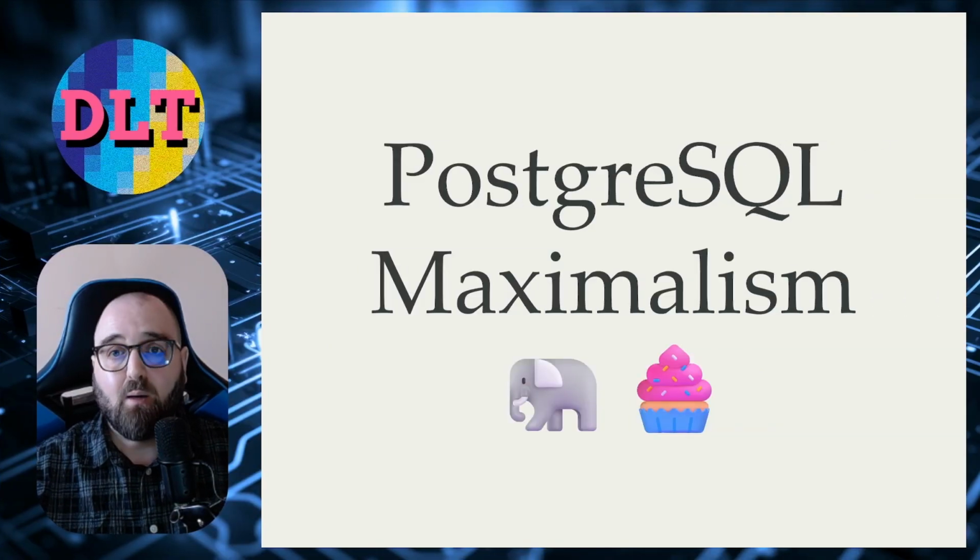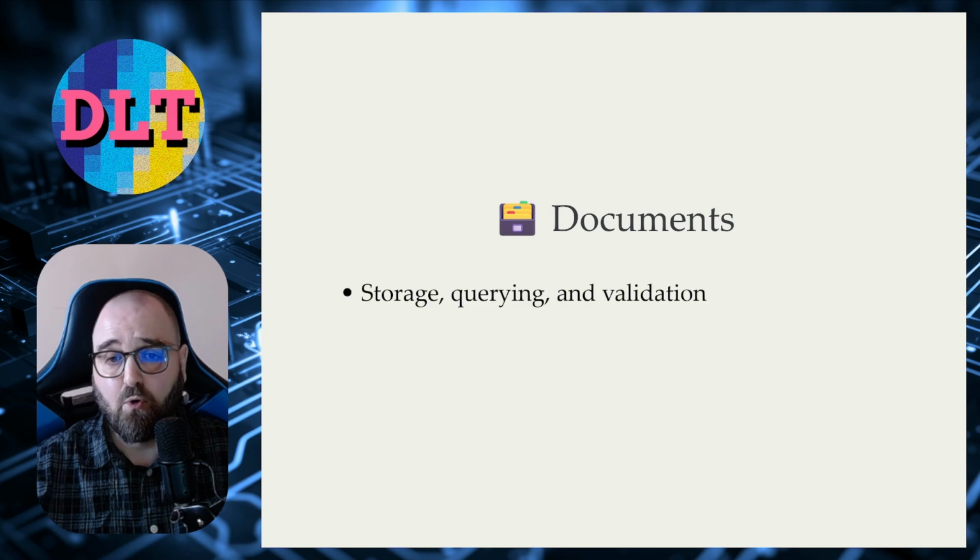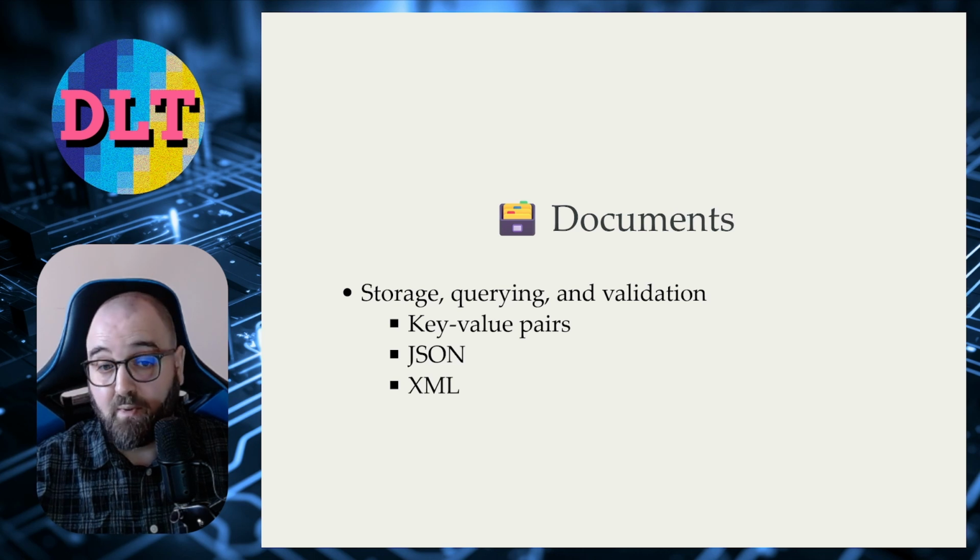So in order for us to become a PostgreSQL maximalist, we need to identify which use cases are required for our storage and querying needs. So let's begin there. Perhaps the most trivial one is documents. We need to store, query, but also validate documents in relation to their schema. This might go for key value pairs, which is a really generic way of storing documents, JSON, which is perhaps the most conventional one, and XML. All of these are built into Postgres, but we'll get there.